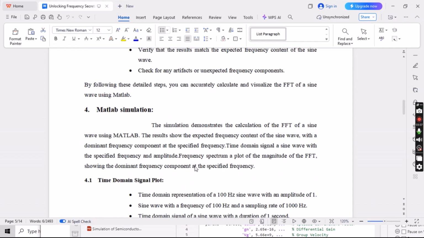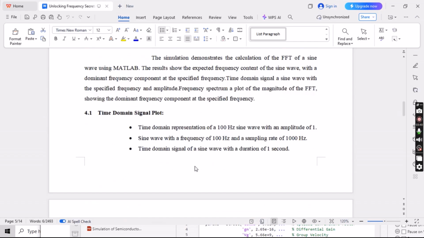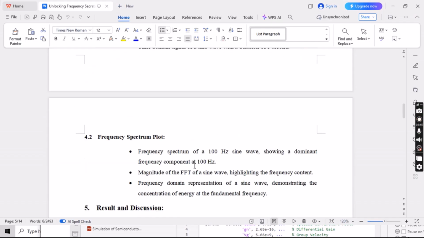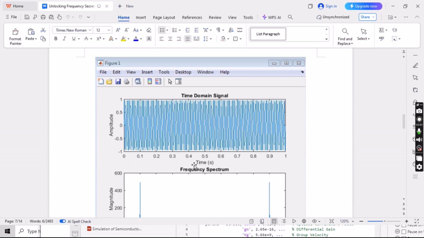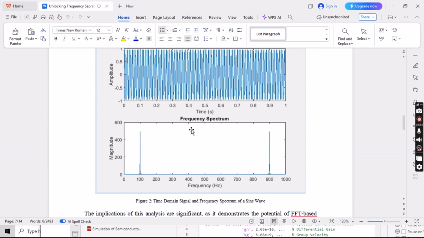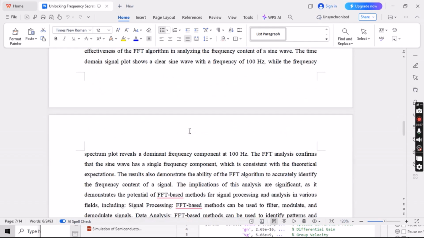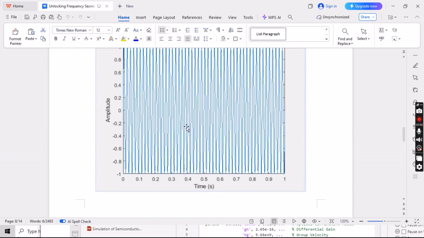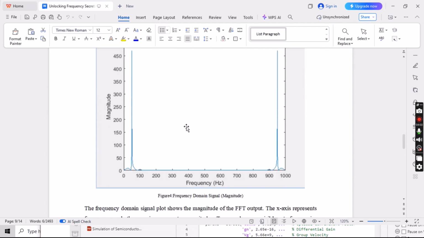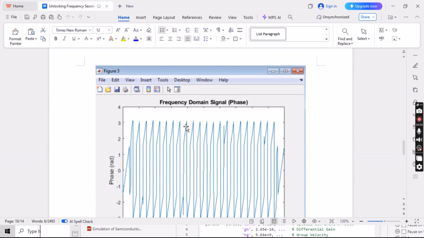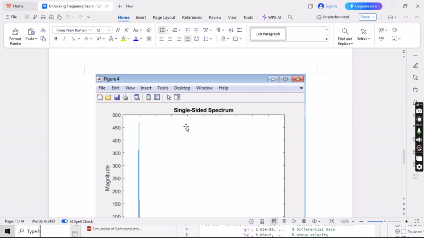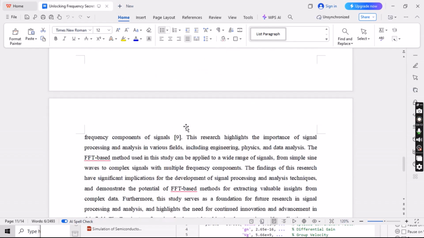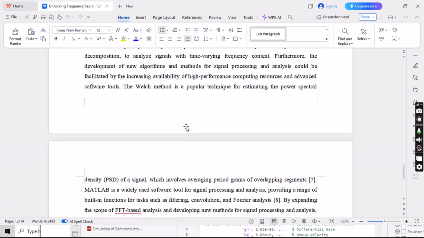In the Matlab simulation, we have used the time domain signal plot with frequencies from 100 Hz to 1000 Hz with different amplitude levels. And the discussion of results is added here, like time domain signals and the frequency spectrum of the signal. Okay, the frequency spectrum is our output. This is our input, the time domain, and the frequency domain is our output. Frequency domain signal phase levels. Okay, here is the single-sided spectrum. Then the conclusion and references are also added.